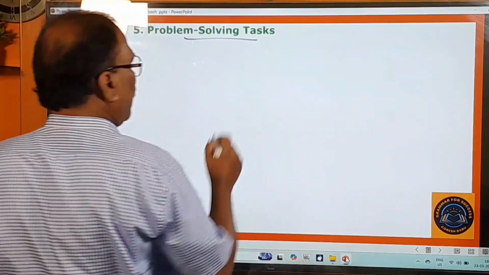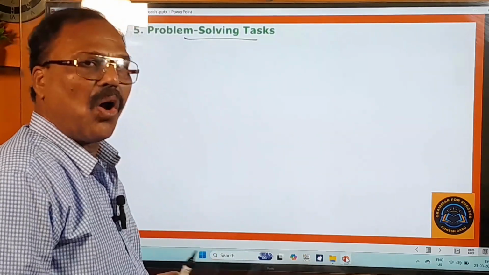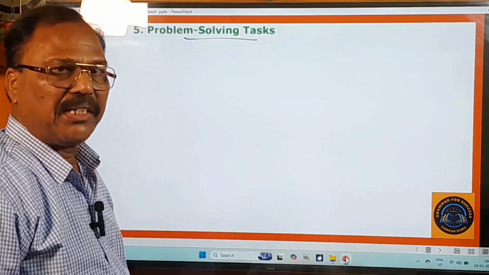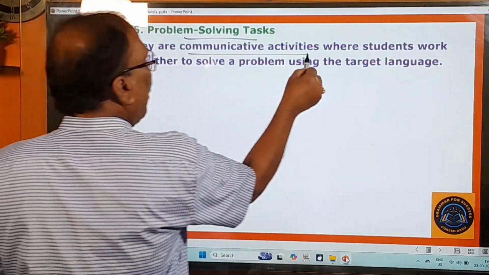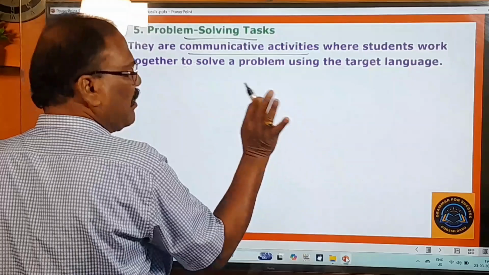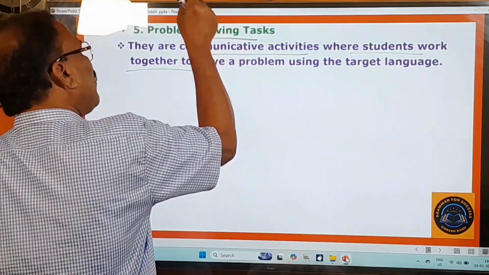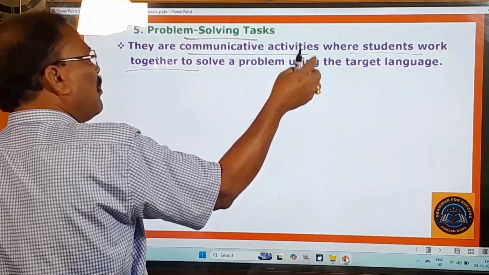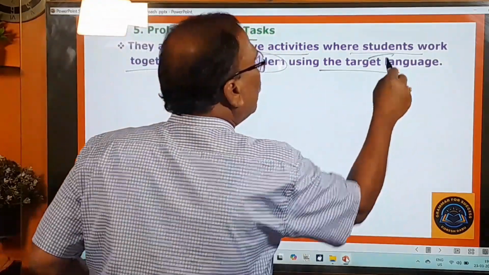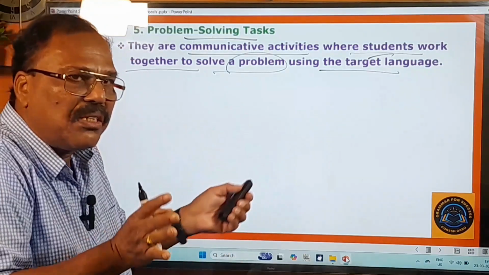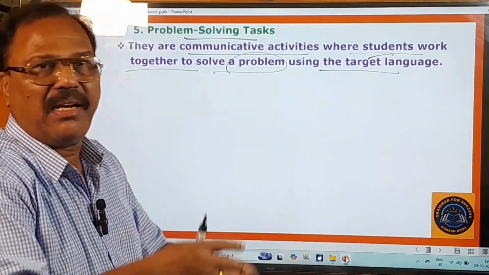Problem solving tasks are there. Problem solving. Okay, these are also very interesting communicative tasks, communicative activities. And here you pay attention, they are communicative activities and also learning activities, where students work together. So in this problem solving task also, the students will work together to solve a problem using the target language. Throughout this activity, the students will be using only the target language and nothing else.